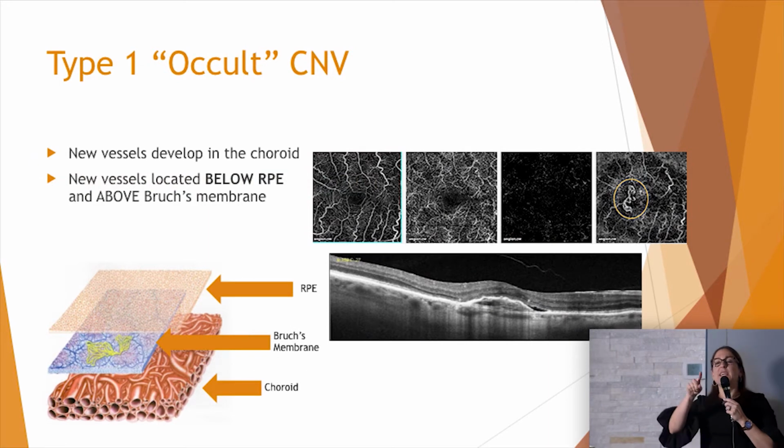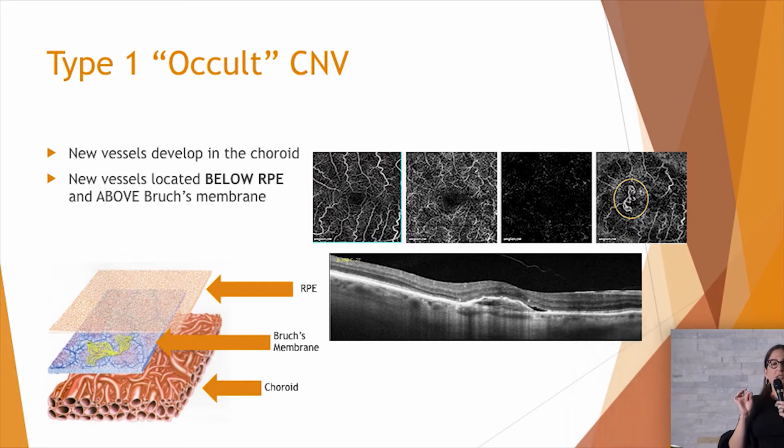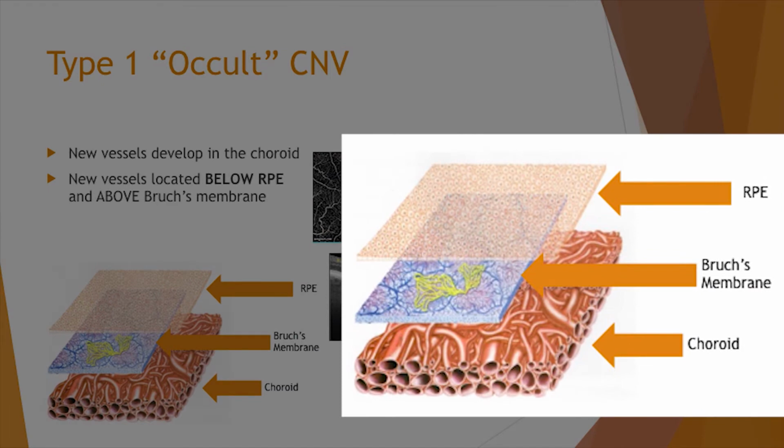I want you to pay attention to the schematic on the bottom, the picture of the retinal anatomy. A type 1 CNV originates in the choroid, okay? It'll course up. You can see the yellow is the abnormal vasculature. It's going to course up through Bruch's membrane, but it's going to stop below the level of the RPE, okay? That's crucial.